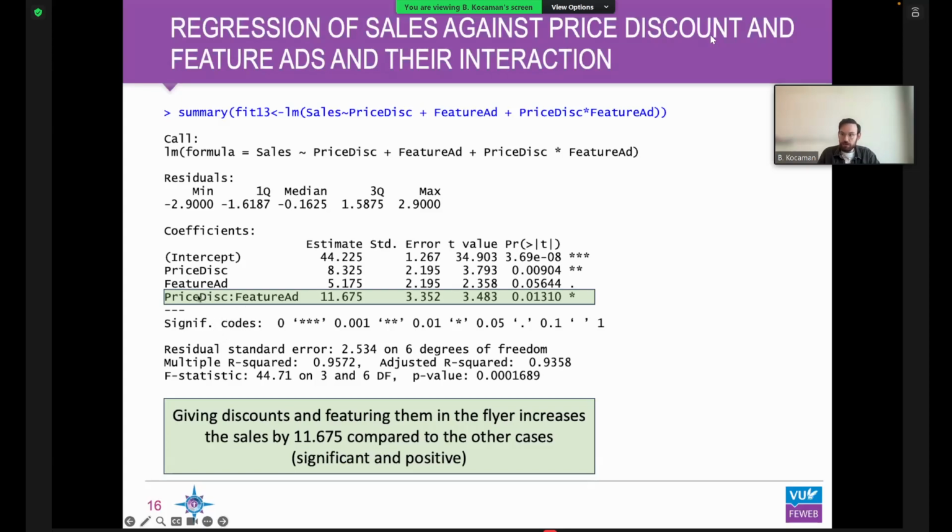because these are both dummy variables, right? And dummy variables, if you remember, we always interpret them in comparison to the intercept. And in this case, the intercept is 0, 0. So whenever you don't have a price discount and there is no feature of the product in the flyer, the mean sales is 44,000 euros, okay? And in this case, the moderator then represents the increase in the sales when you both have price discount and feature ad.